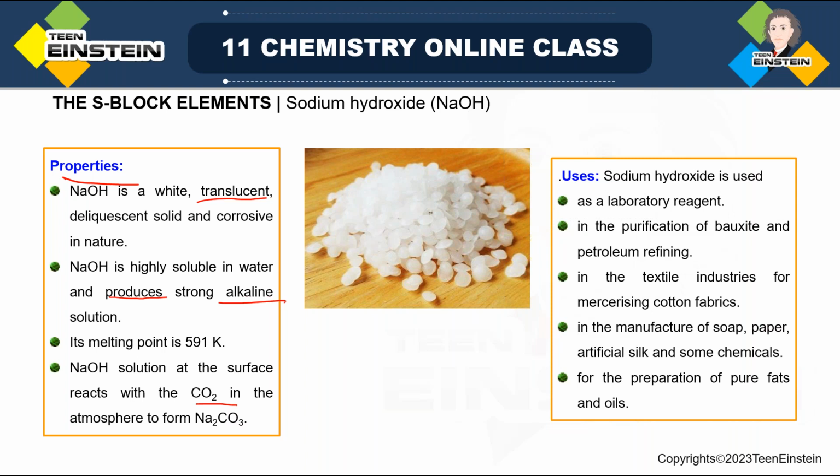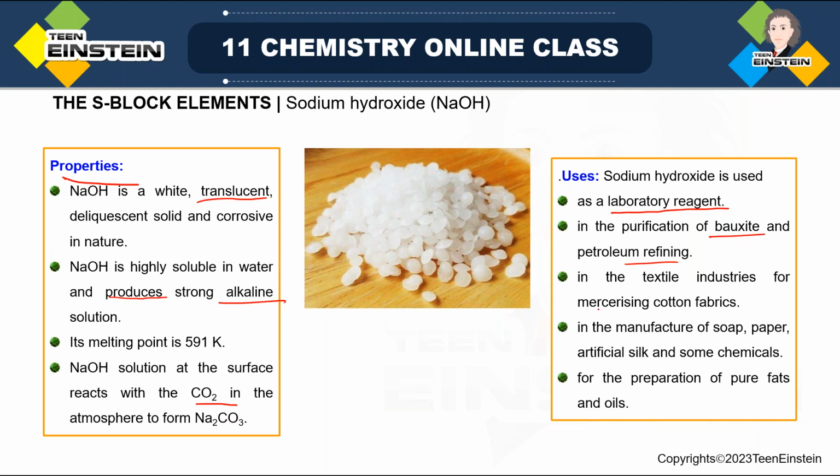Uses of this sodium compound NaOH: as a laboratory reagent. Obviously it has very significant use as a laboratory reagent when we need some alkaline solution. Then sodium hydroxide and another one, potassium hydroxide, are very common in the purification of bauxite and petroleum refining. So these are some other applications.